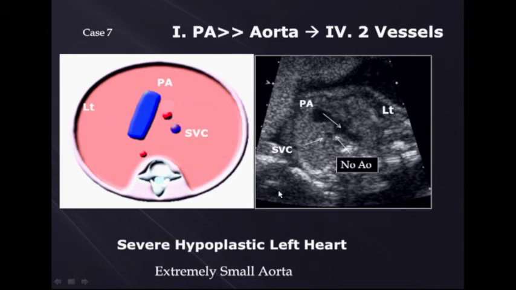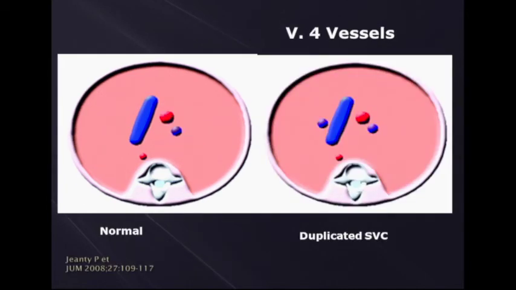Then in this case, where the pulmonary artery is much greater than the aorta, this is a case of a severe hypoplastic left heart, where we virtually have no ascending aorta. And this can be very difficult if they want to do any surgical repair, because there's no ascending aorta in which anybody can tie in.